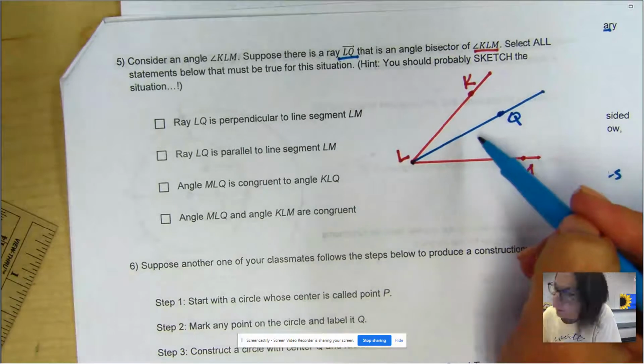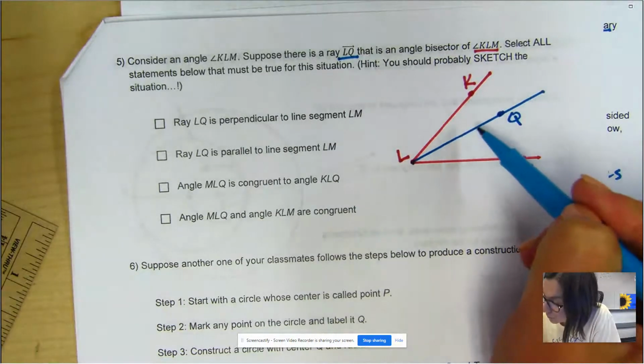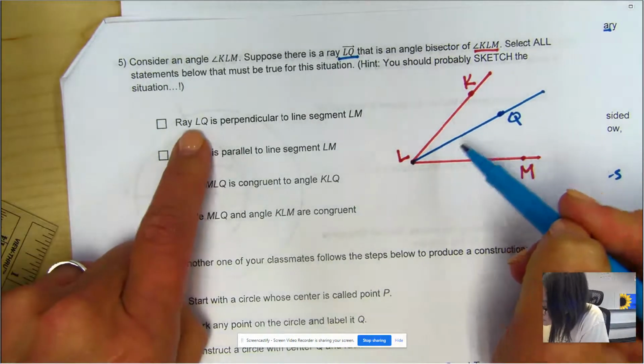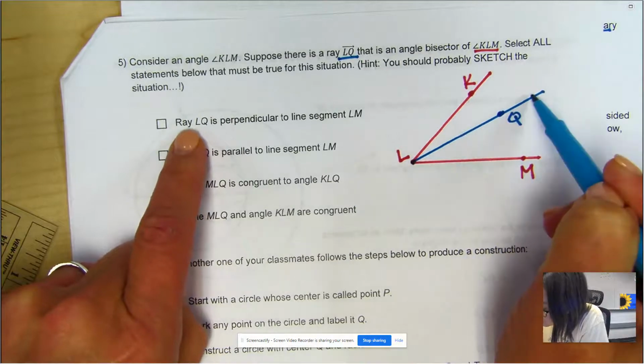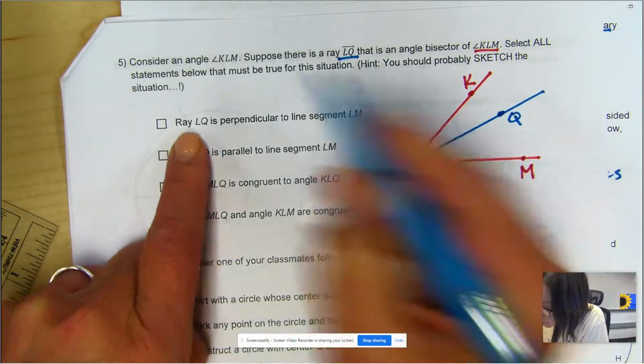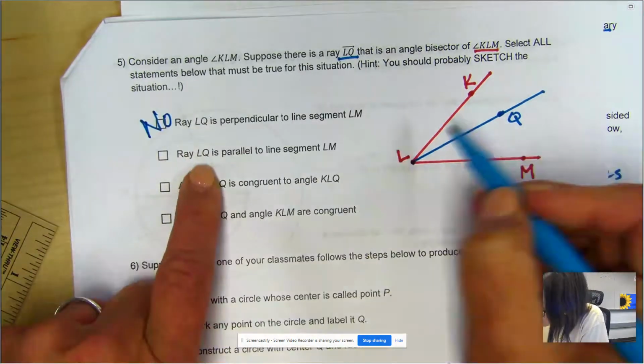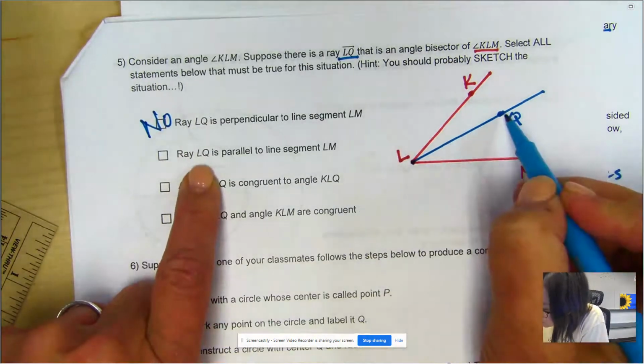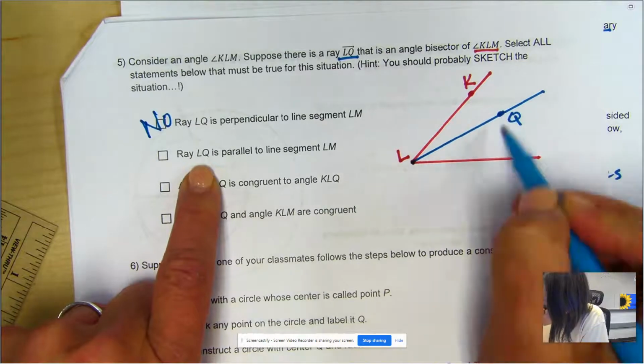If this was an angle bisector, what would be true? So let's read it. Is ray LQ perpendicular to segment LM? This does not make a 90-degree angle. No. Is ray LQ parallel to LM? No, it intersects right there.